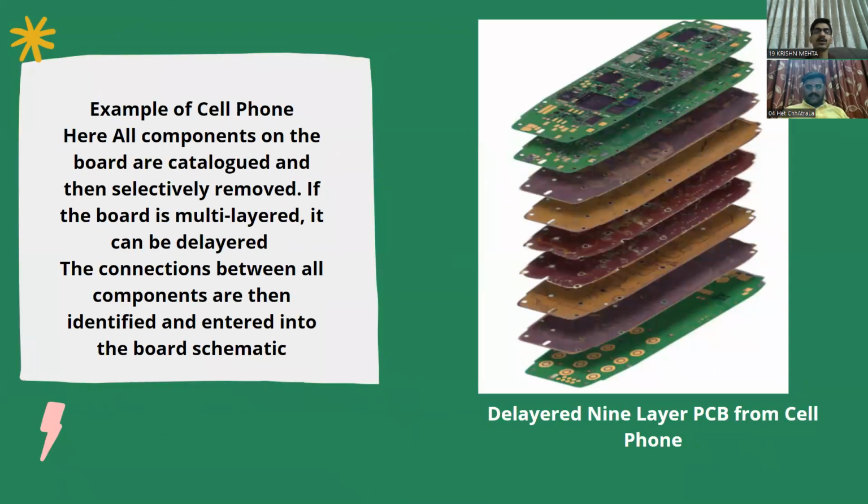Since we are all using cell phones, here is an example of a cell phone. The figure shows the delayered 9-layer PCB from a cell phone. Here all the components on the board are categorized and selectively removed. If the board is multi-layered, it can be delayered, and the connections between all of the components can be identified. Since there are many layers in the cell phone, through reverse engineering we find one layer and what is in it.